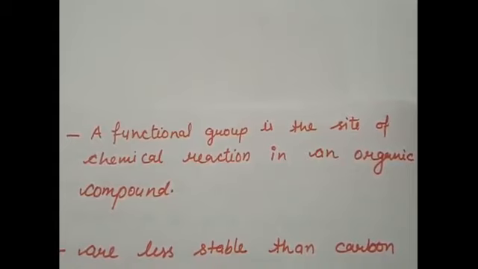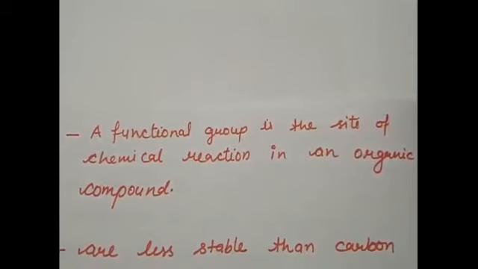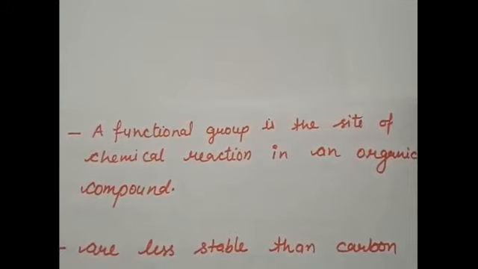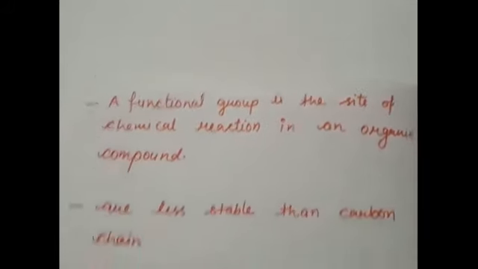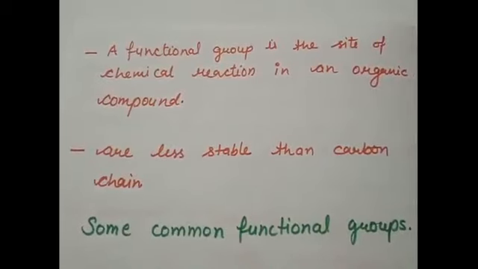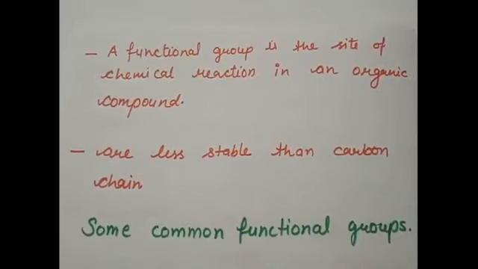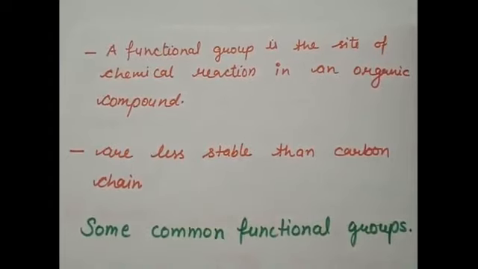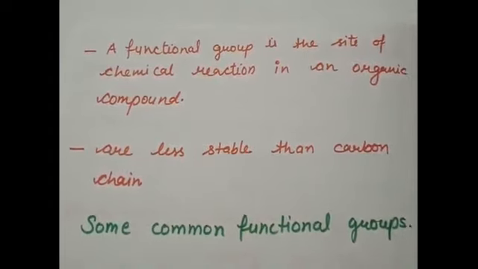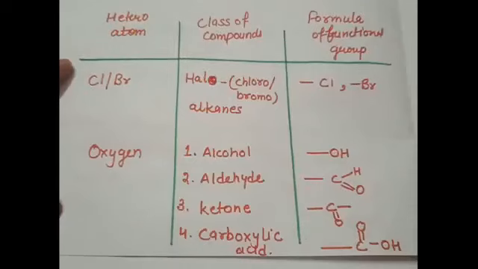So a functional group is the site of chemical reaction in any organic compound. That means the particular place where the different atom or group of atoms is attached is the place on which different reactants can come and attack, and they can break this bond and make new substances. So these functional groups are less stable than carbon chains. Now let us have a glance at the common functional groups which are given in your NCERT book.